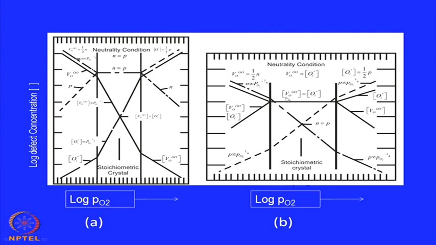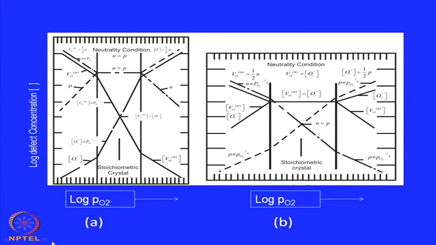So, it is not that all materials will permanently be an ionic conductor or an electronic conductor or a hole conductor. They can be changed depending on the PO2, depending on the temperature and so on, but all those things to a large extent have to be determined experimentally. So, this is the essence of this kind of calculation and this kind of diagram.